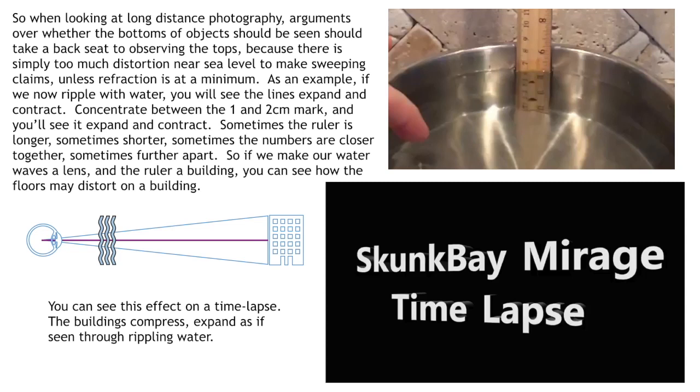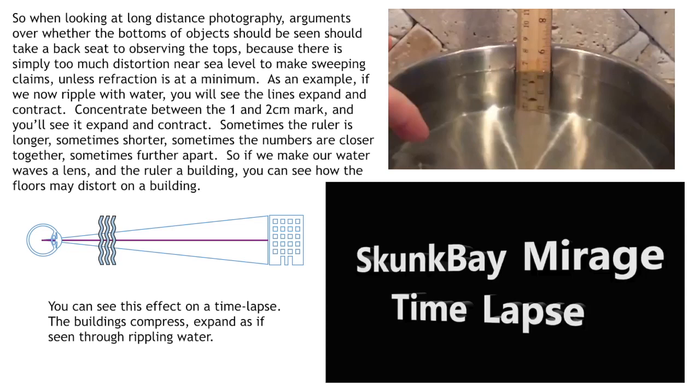So when looking at long-distance photography, arguments over whether the bottoms of objects should be seen should take a back seat to observing the tops, because there is simply too much distortion near sea level to make sweeping claims unless refraction is at a bare minimum.